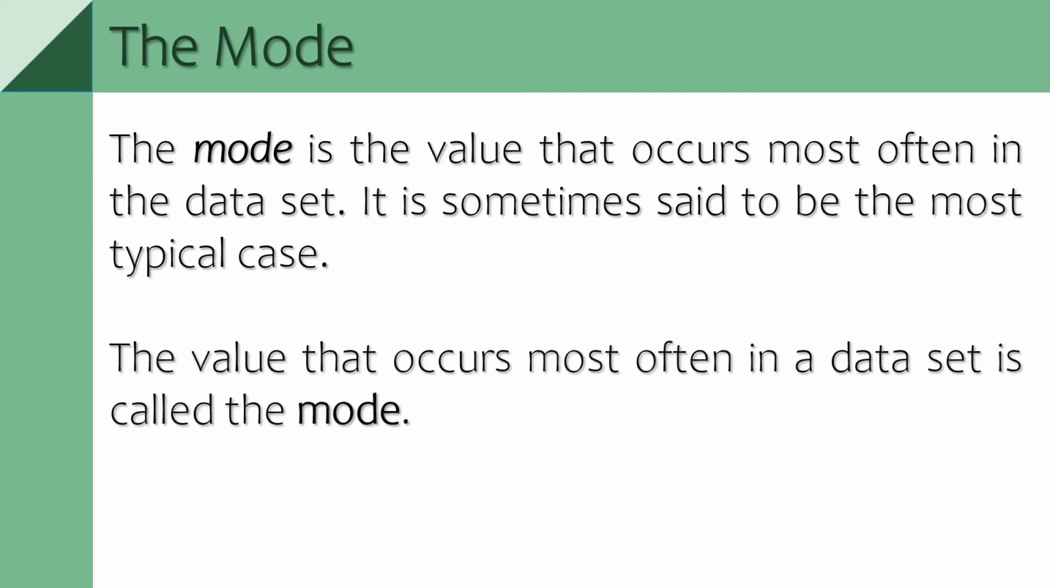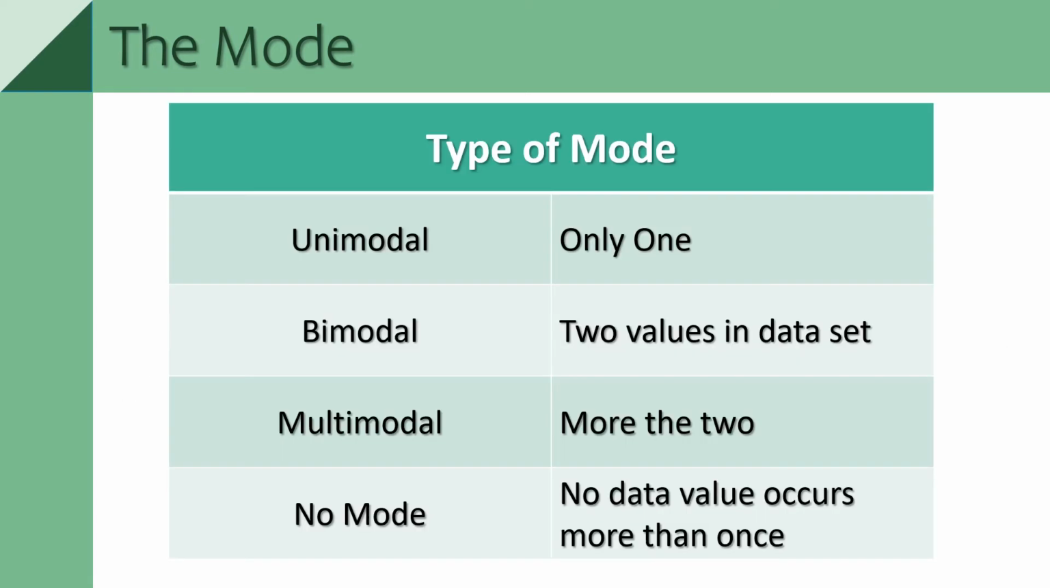The value that occurs most often in the data set is what we call the mode. There are types of mode. Unimodal is when there is only one mode.